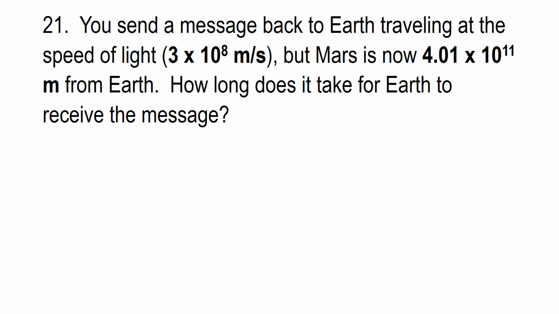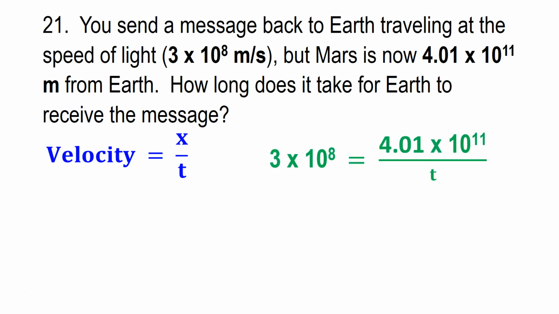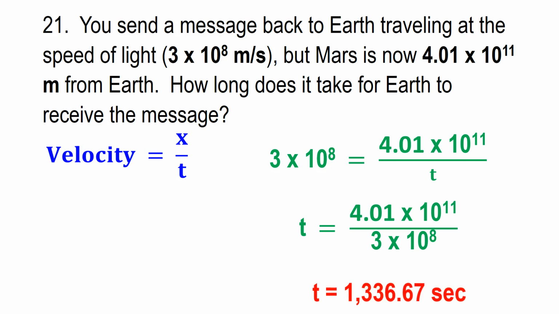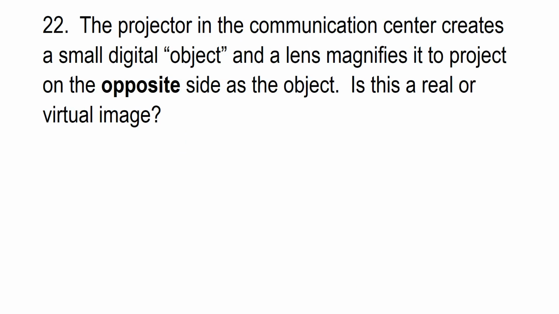If you send a message back to Earth, it's still traveling 3 times 10 to the 8th meters per second, that's the speed of light, but due to its orbit, Mars is now further away, 4.01 times 10 to the 11th. We want to see how long it takes to send that message back. So we're going to use the same formula, plug in your velocity, plug in your distance. If the variable is down below, we can switch it out. So in my calculator, I type in 4.01 E11 divided by 3E8, 1,336 seconds. So when Mars and Earth are further apart, it takes more time to communicate.